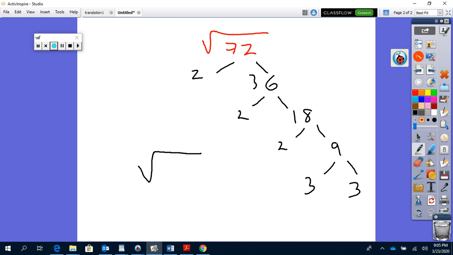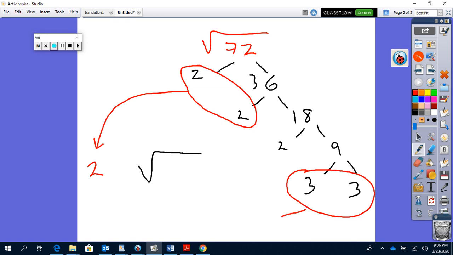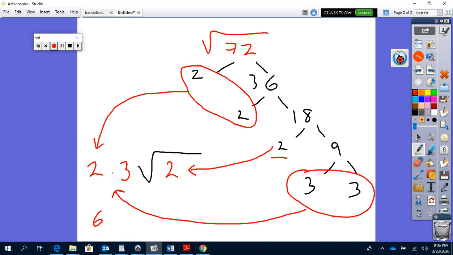Okay, so as before, we're looking for pairs of numbers because we have a square root. So we have a pair of 2s. That's going to give us a 2 outside our square root. We have a pair of 3s. That's going to give us a 3 outside our square root. And we have one 2 left. That's going to give us a 2 inside. So then we just multiply the 2 and the 3 outside the square root. So our final answer will be 6 times the square root of 2.